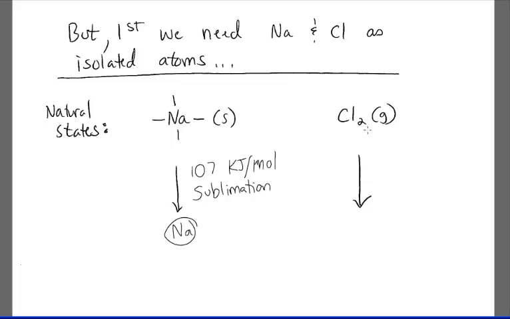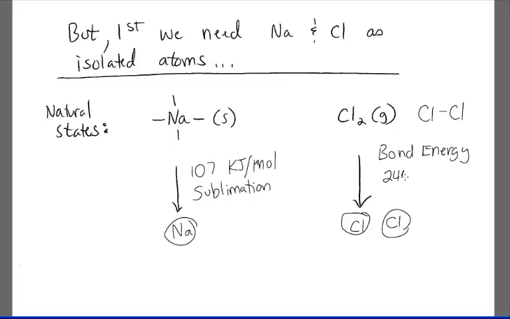And chlorine comes as a diatomic gas, so it looks like chlorine bonded to chlorine. In order to turn that into a single chlorine atom, let's start with two chlorine atoms, because we have two here. We have to give it some energy to pull that bond apart, and that is known as the bond energy. And that value for chlorine is 244 kilojoules per mole. We can call that the BE, bond energy.